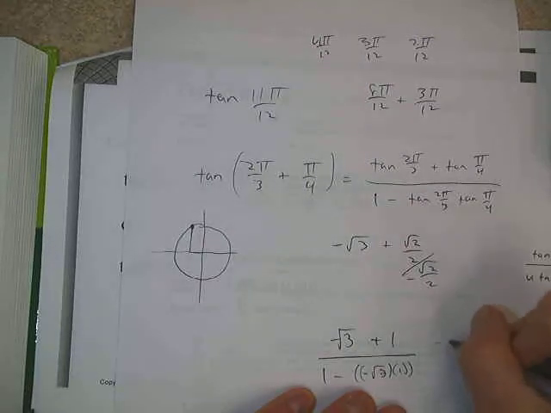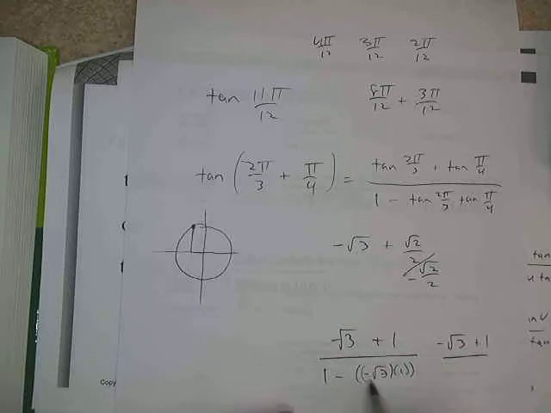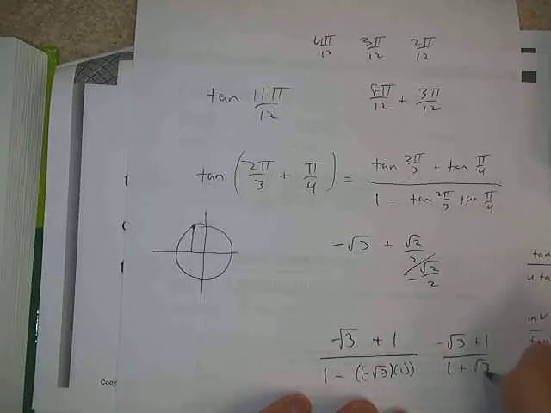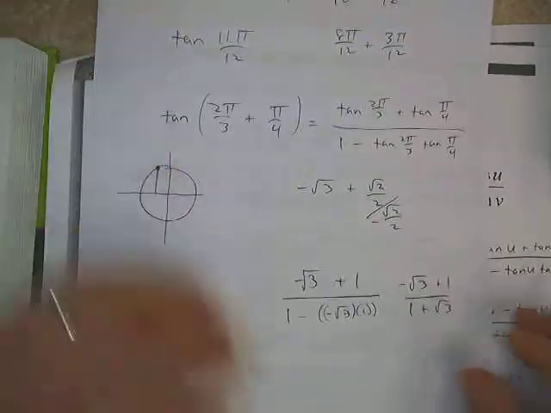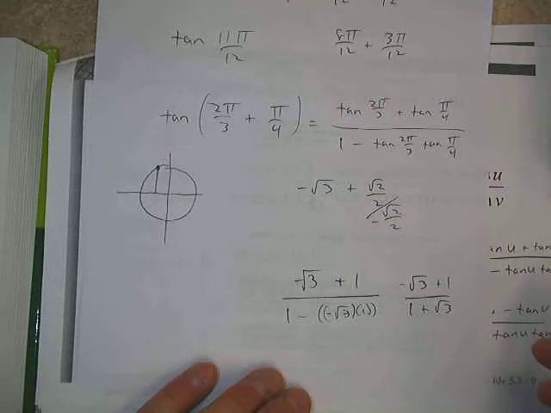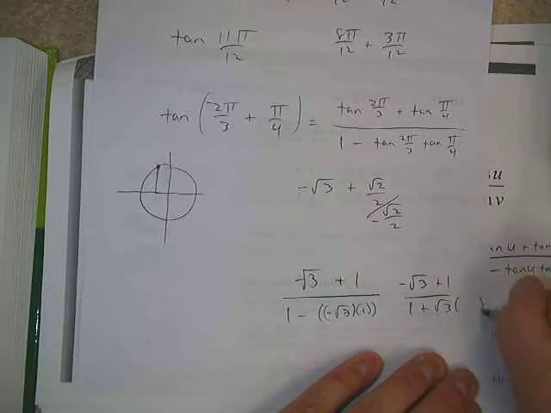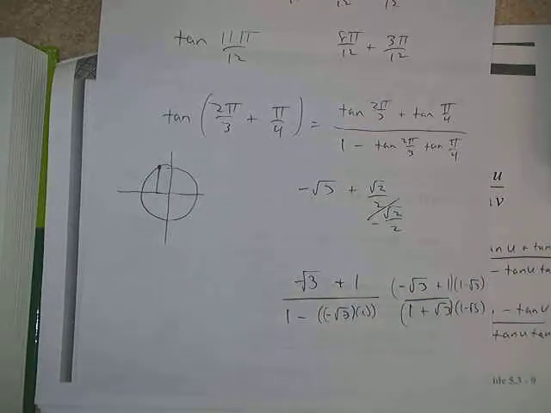And then on the bottom we're going to have 1 minus, and then when we multiply these two, we're going to have negative radical 3. Oops, that should be a plus, sorry. It's tangent of pi over 4 times 1, once again tangent of pi over 4. And so we're going to get negative radical 3 plus 1 on top, and on the bottom we're going to get 1 plus radical 3. So that would be a valid answer for this situation.